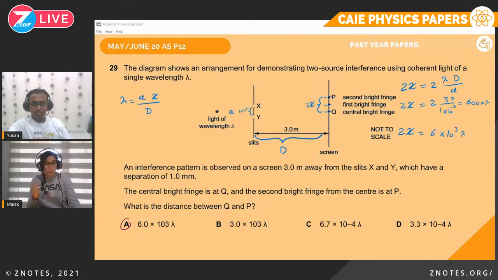Put in all the numbers you have, and you would get 6 times 10 power 3. This is a problem with the actual question paper. This is supposed to be power 3, not 103.